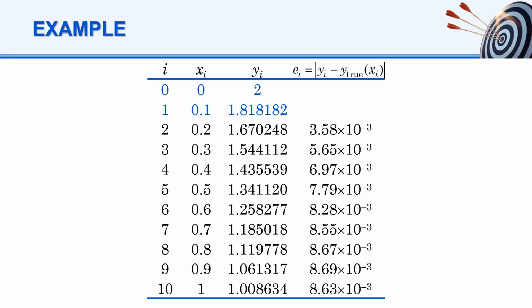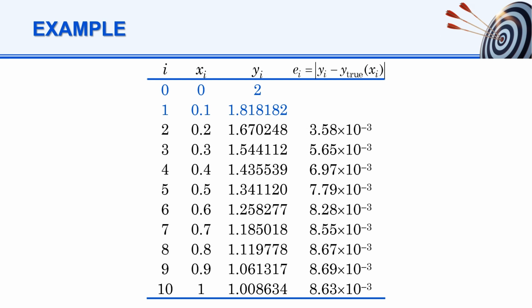The first two rows are required to start the marching. The first one is the initial value. The second one was generated using the true solution. But, in practice, we should also estimate this value using a one-step method.